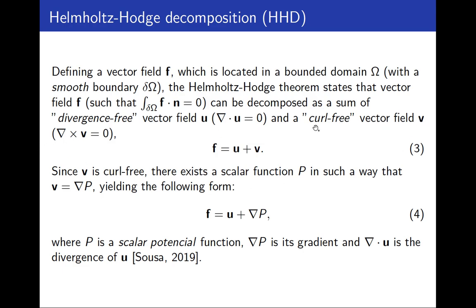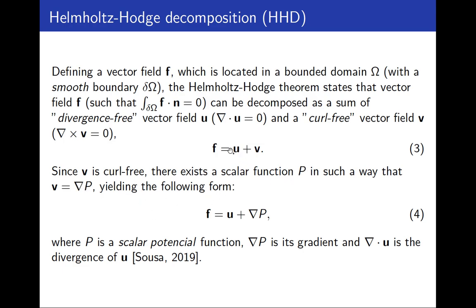And remember, curl-free means that the rotational has to be equal to 0. So F can be decomposed as a sum of two vector fields, U and B. Remember, U is divergence-free and B is curl-free. Since B is curl-free, you remember from your calculus lectures that there exists a scalar function, which we will call P, in such a way that this B can be expressed as the gradient of this scalar function.